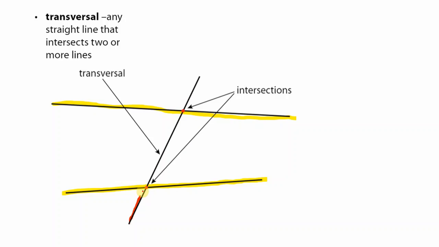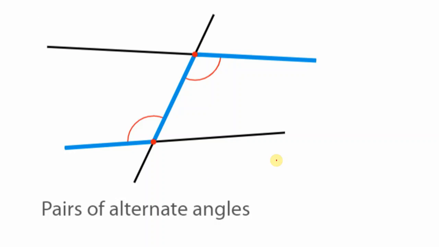So this line in red intersects, because intersects means cross. Okay, so we have this line that crosses or intersects the two yellow lines, and that is what we call a transversal. So a transversal intersects two other straight lines. So it's a straight line that intersects or crosses two other straight lines. So that's what we refer to as a transversal.